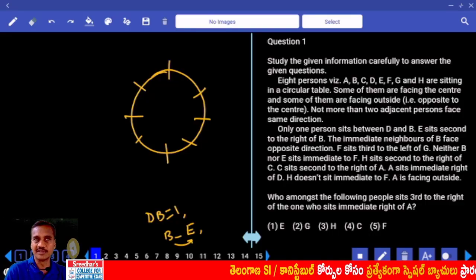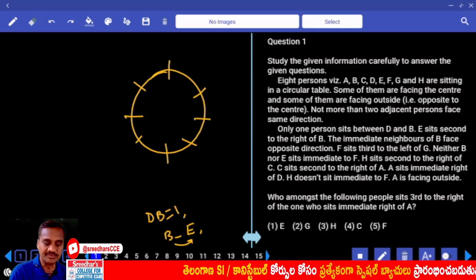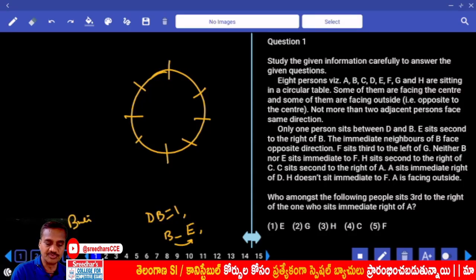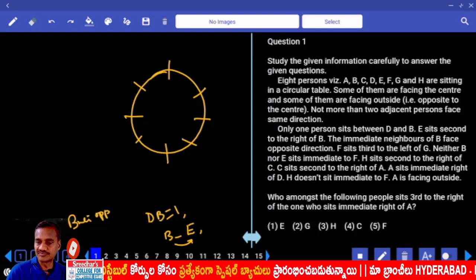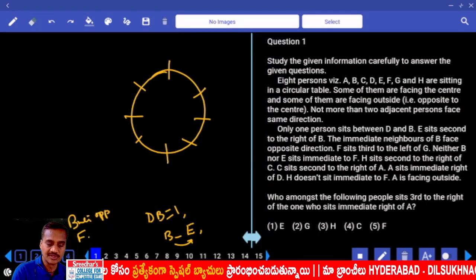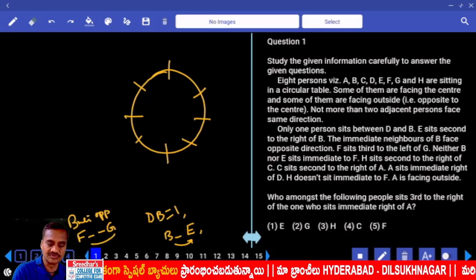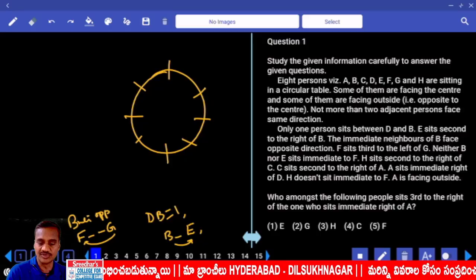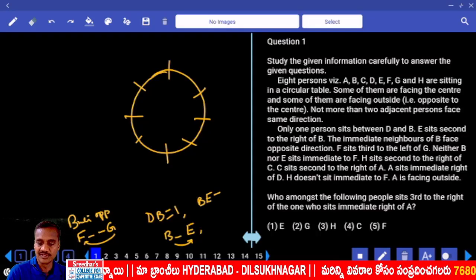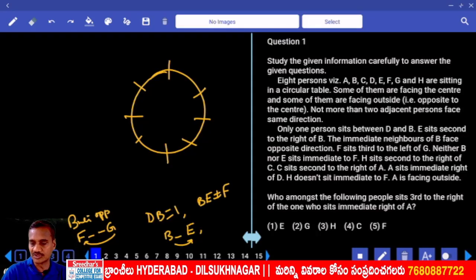Then the immediate neighbors of B face opposite directions. B's neighbors are facing opposite. Then F sits outward, to the left of G. F is seated like this. Then next, neither B nor E sits immediate to F. Now B and E, none of these two persons is immediate to F.